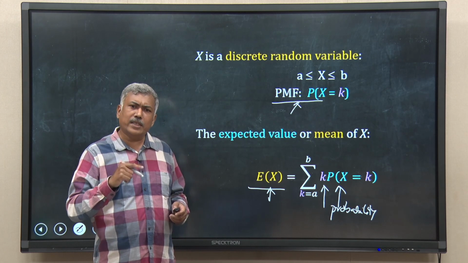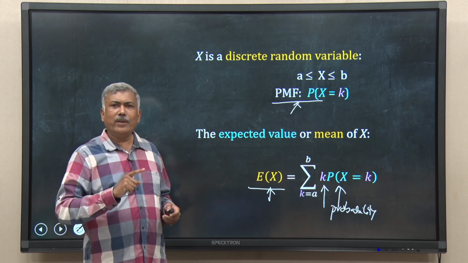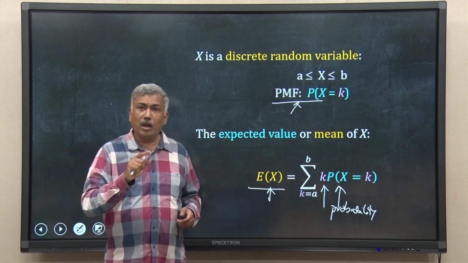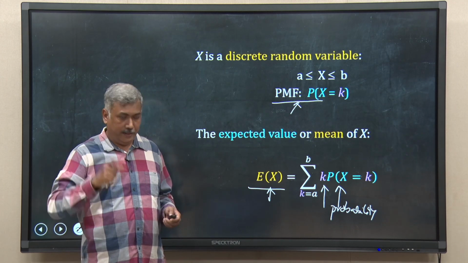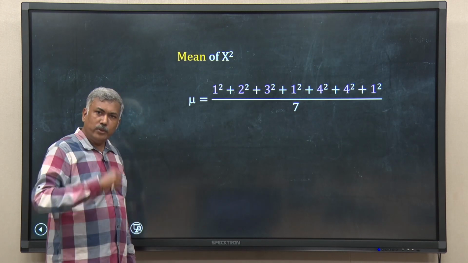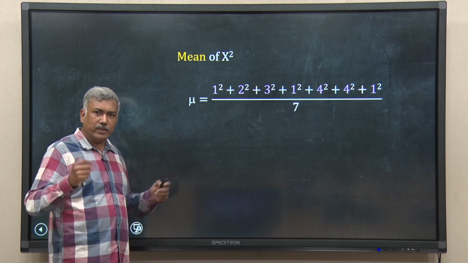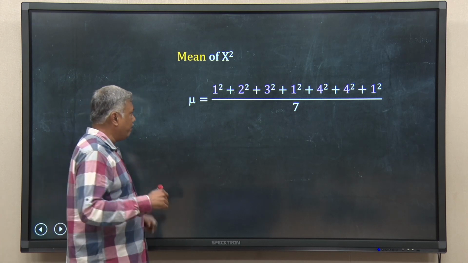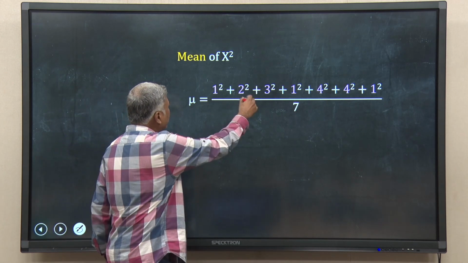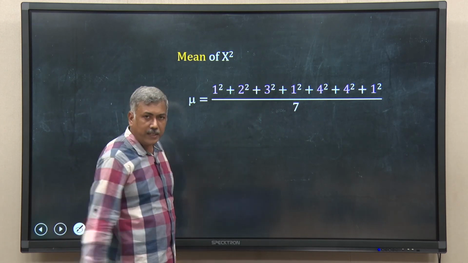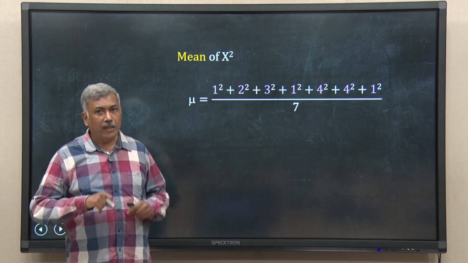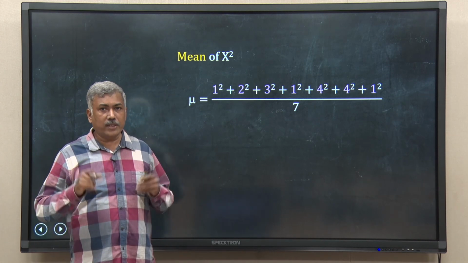Now, I want to use the same technique, but I want to calculate the expected value or mean of not x, but x square, right, square of x. So, what will you do? Simple, you will again use the school level idea of mean, as simple as that. You will take 1 square, 2 square, 3 square, 1 square, 4 square, like that, and you will sum them and divide by 7 because 7 is your sample.